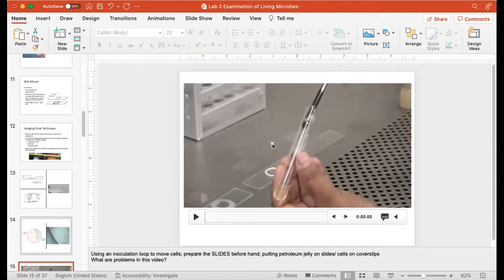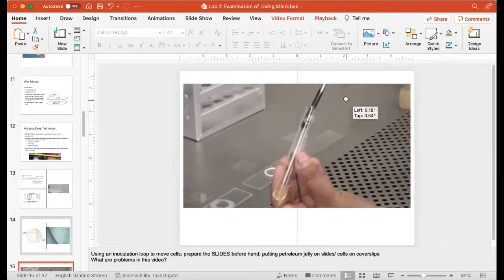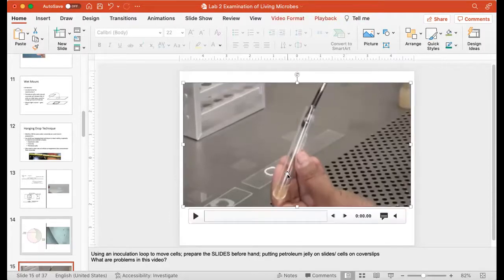Here are the cover slips. You'll notice there's one cover slip set out next to each slide. This is a test tube that has some material in it. This looks like culture material to me, not a water sample. This black device that this person is sticking into the test tube is an inoculation loop. You'll be able to see it a little more clearly in the video. This person is working in a biological hood. I do see one thing that's very, very wrong here.